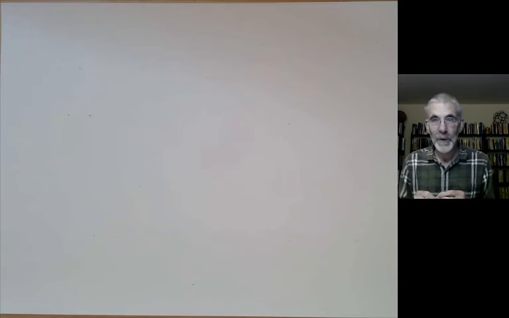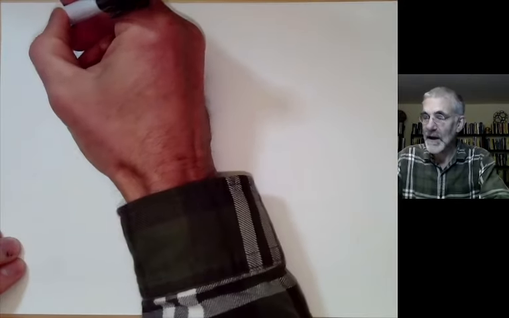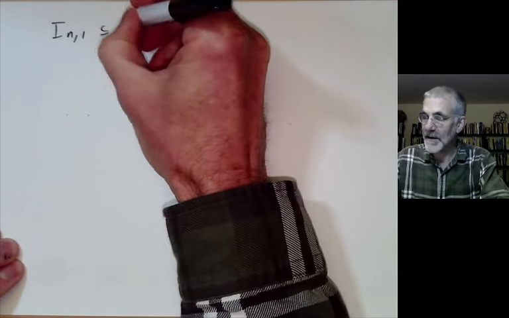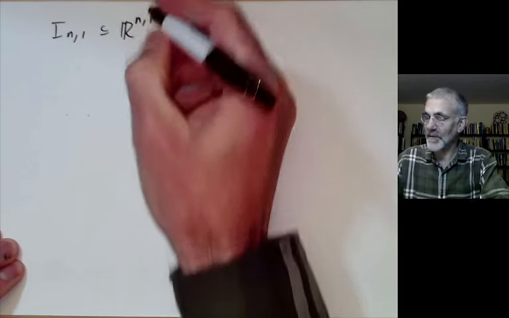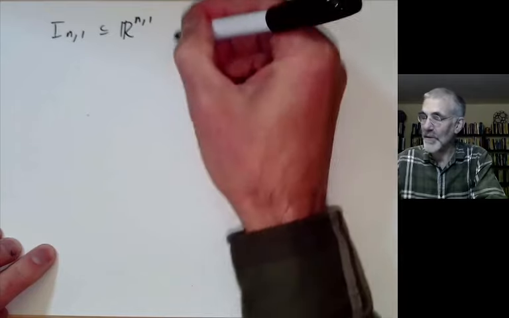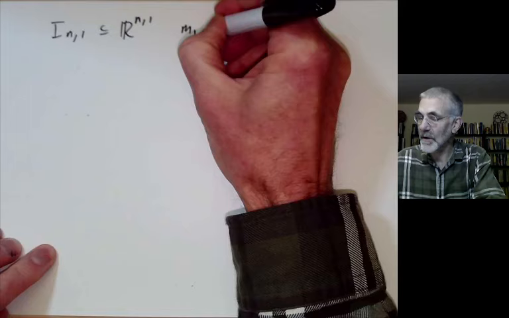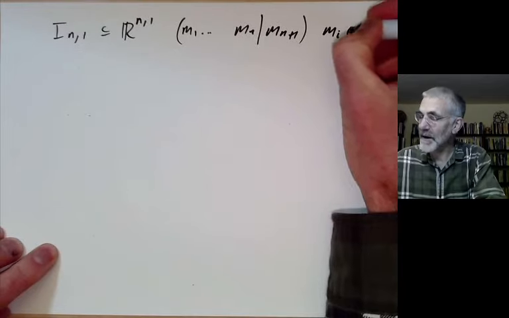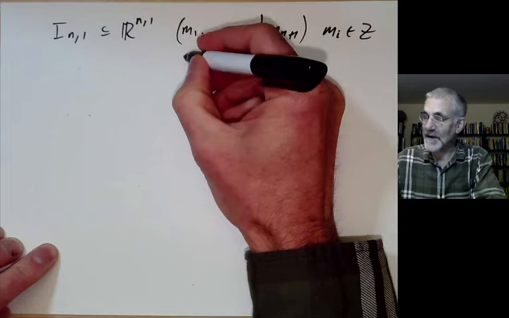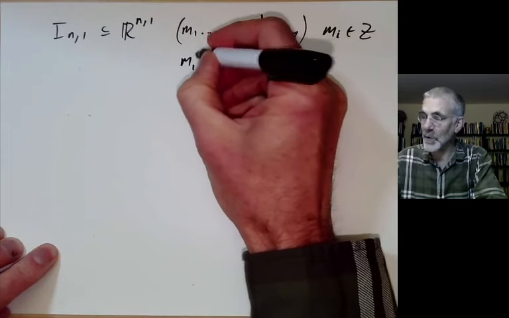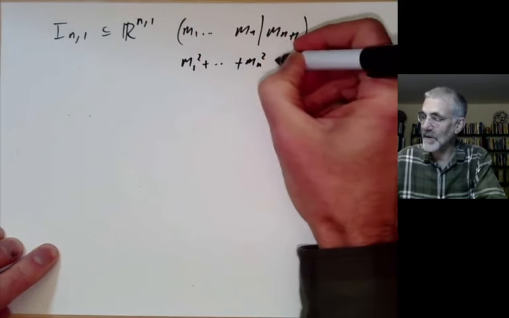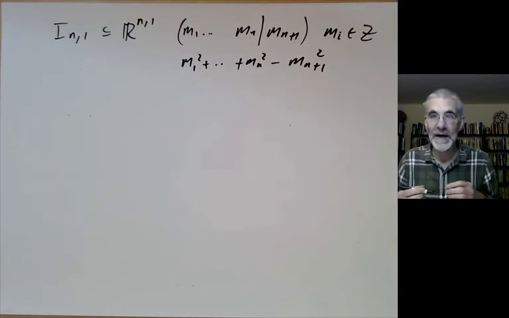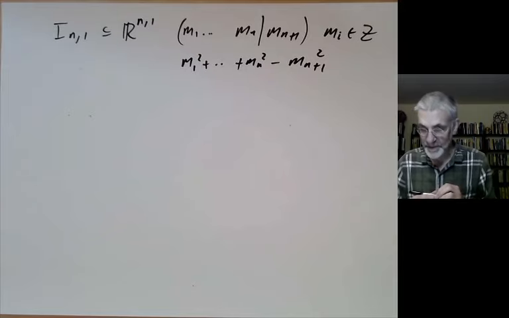I'll start just by having a quick review of some of the things from the first lecture. First of all, we recall the lattice I(n,1) is the lattice in Lorentzian space R^{n,1}. It consists of all vectors m_1 up to m_n, m_{n+1}, with m_i integers, and the norm of this vector, the square of its length, is given by m_1 squared plus up to m_n squared minus m_{n+1} squared. There's a minus sign here, as in special relativity.